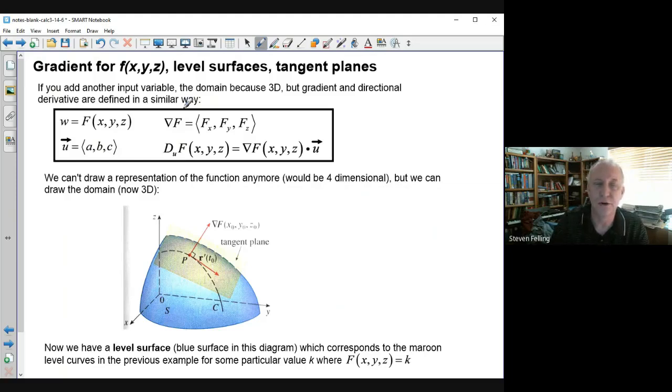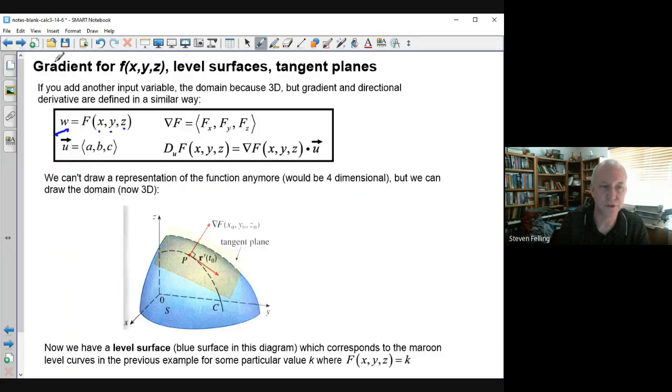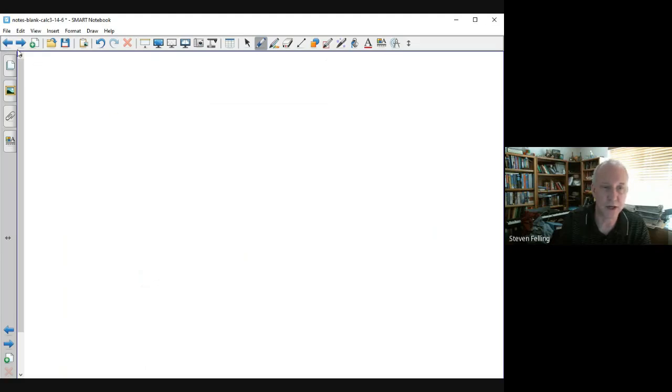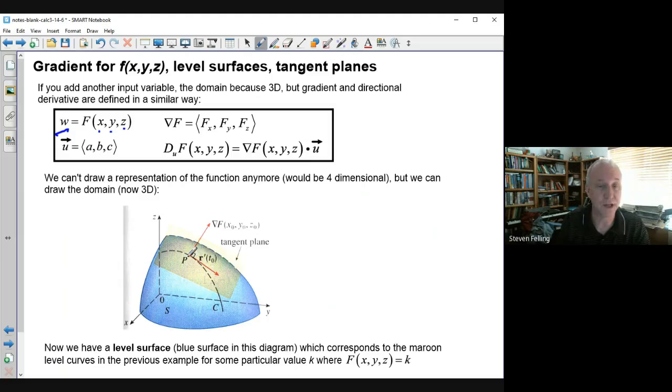Now if you add another input variable, so you have, say, w as a function of x, y, and z, where we have a three-dimensional gradient, and the unit vector is now three-dimensional, and directional derivatives are three-dimensional. The domain is 3D. Then that means that these maroon level curves would become blue level surfaces, like shells of surfaces. And then instead of having tangent lines, like these green lines, we would have tangent planes at a particular point.